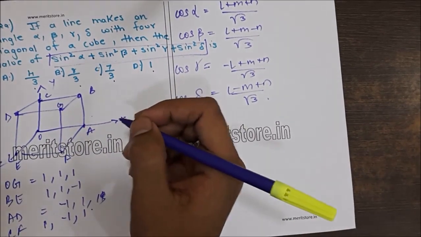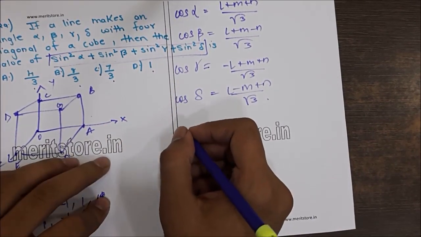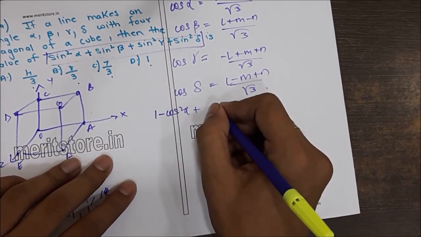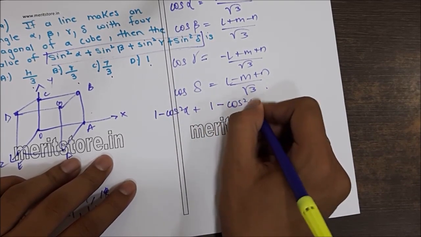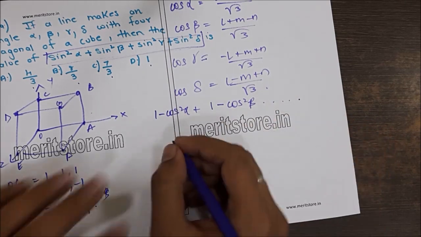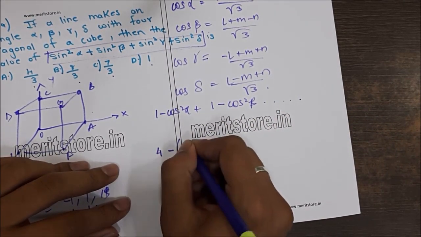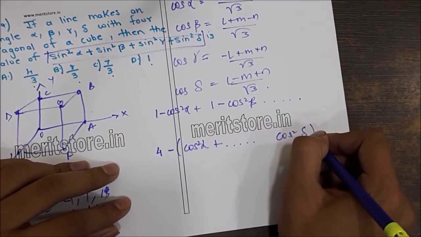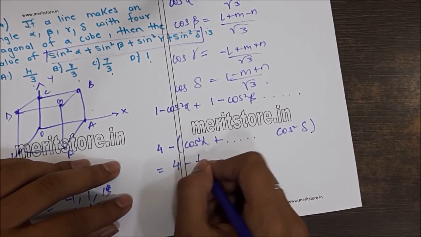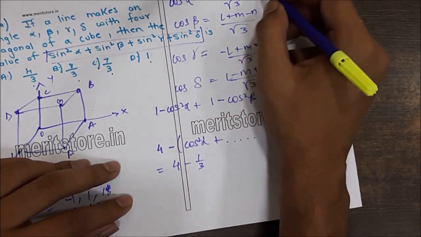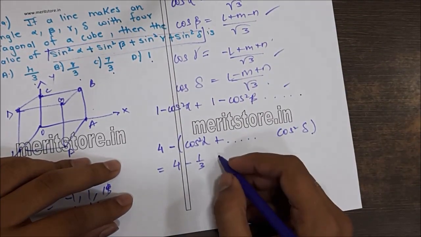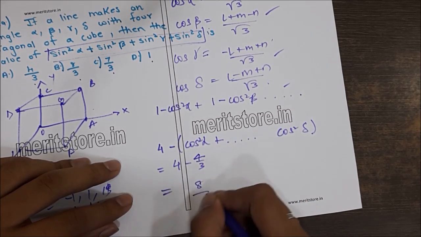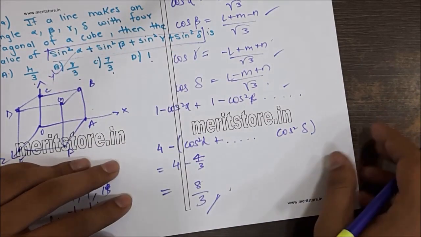Further simplifying this formula, we'll get our expression to be 1 minus cos square alpha plus 1 minus cos square beta, and so on. We'll get it till delta. That can be simplified and written as 4 minus cos square alpha till cos square delta, which is equal to 4 minus 1 by 3, and we'll substitute these values of L, M and N over here. So we'll get it as 4 minus 4 by 3, which is equal to 8 by 3. So our correct answer is option D.